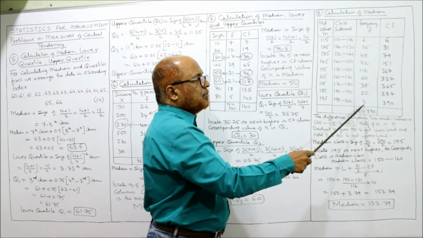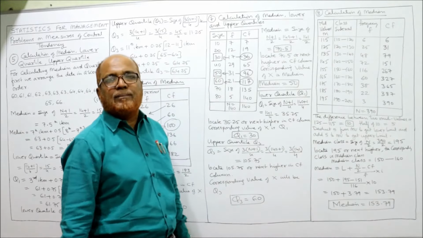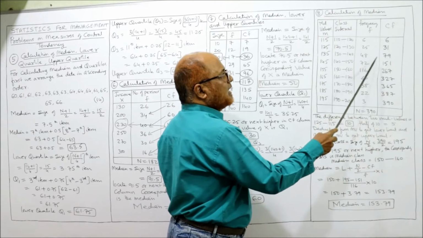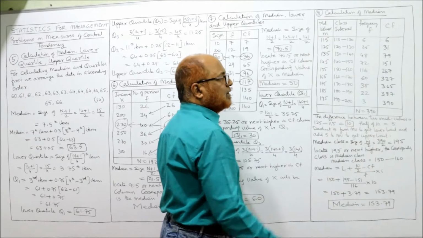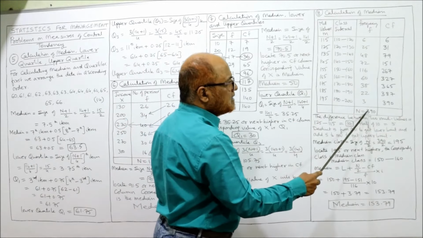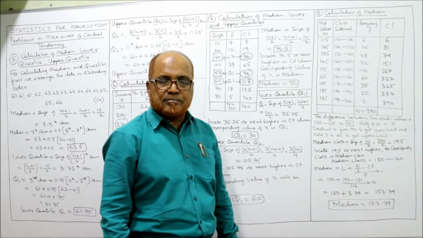Frequencies are given in the problem. All the frequencies are given. So as usual, we calculate the cumulative frequency. 6 plus 25, 31. 31 plus 48, 79. 79 plus 72, 151. Like that, you have calculated CF. The total of the frequency is 390, and the last CF is also 390. That means our calculations are correct.